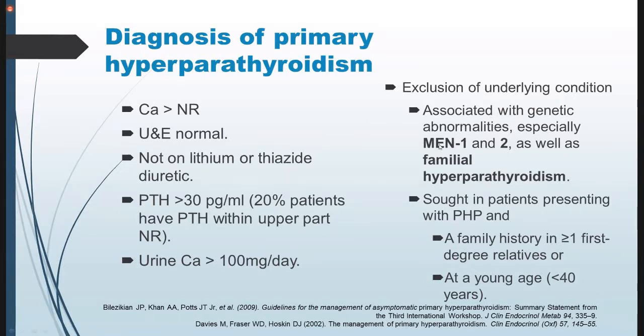You have to check for genetic abnormalities like MEN1 and 2 syndromes and familial hyperparathyroidism. You have to screen the family members with calcium. This is usually sought in patients presenting with primary hyperparathyroidism who have a family history in which one or more first-degree relatives are affected with hyperparathyroidism, or someone has developed hyperparathyroidism at a very young age, that is less than 40 years. If a patient has these two points in their history, then you have to suspect a genetic cause and look for genes involved in MEN1 and 2, as well as familial hyperparathyroidism.